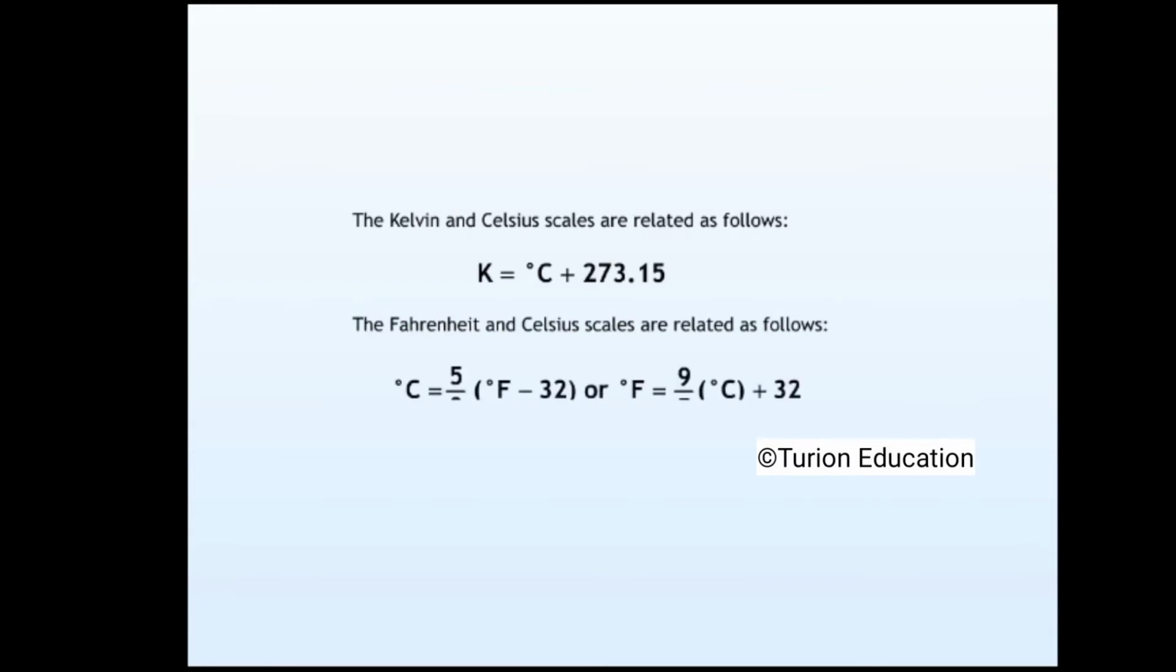The Kelvin and Celsius scales are related as follows. Kelvin is equal to degree Celsius plus 273.15. The Fahrenheit and Celsius scales are related as follows. Degree Celsius is equal to 5 by 9 into degree Fahrenheit minus 32.